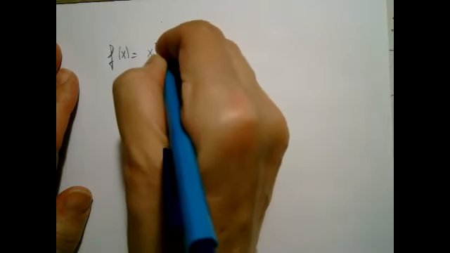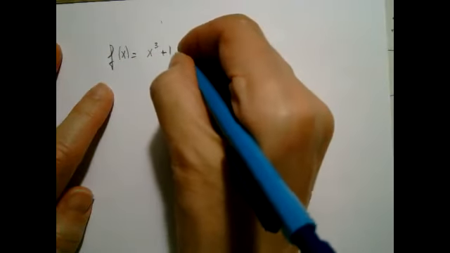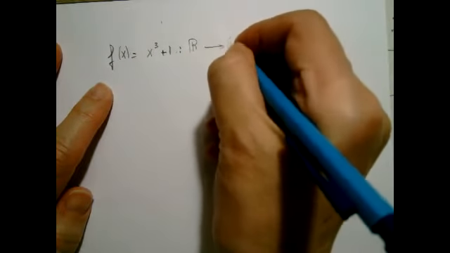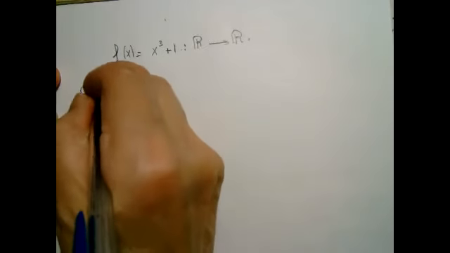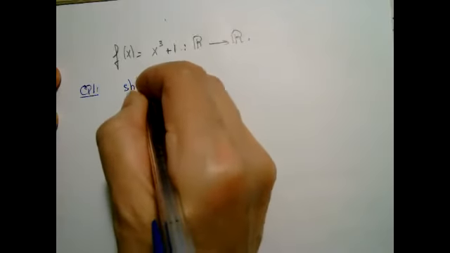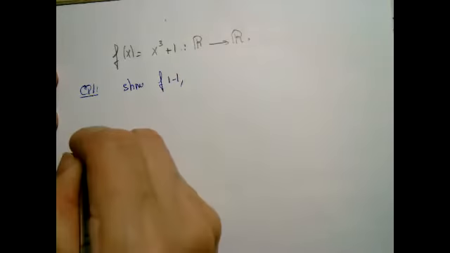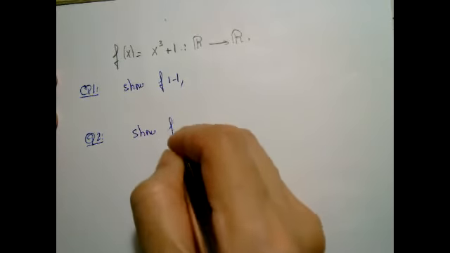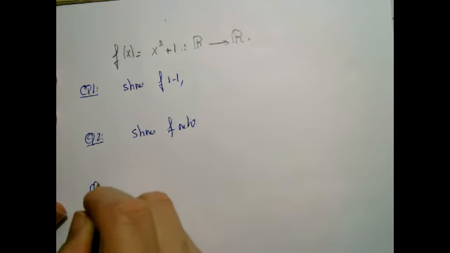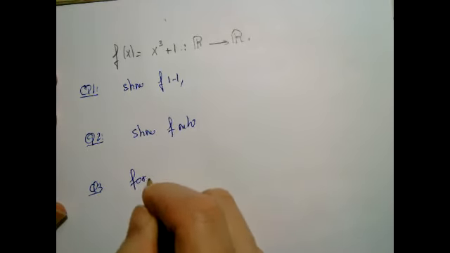So we're gonna do two problems, a simple one and one that's not too hard. So the first one, suppose I take the function f of x equal x cubed plus 1, and I want this function from R to R. Okay, and question number 1 is show f is 1-to-1. And question number 2, show f is onto. And question number 3, find a formula for f inverse.